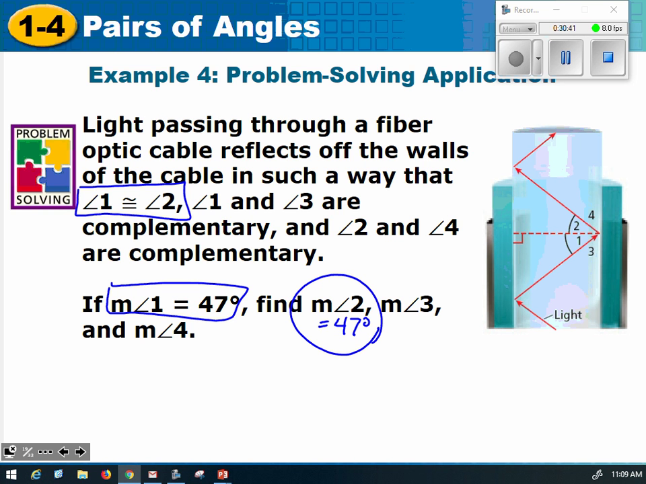Okay, go to the picture. This is 47 degrees, angle 2. This is 47 degrees, angle 1. It tells you that angles 1 and 3 are complementary. So if 1 is 47, what does 3 have to be so that they're complementary? 43, so that they add to be 90. And if 2 and 4 are complementary, then 4 has to be 43 degrees also.